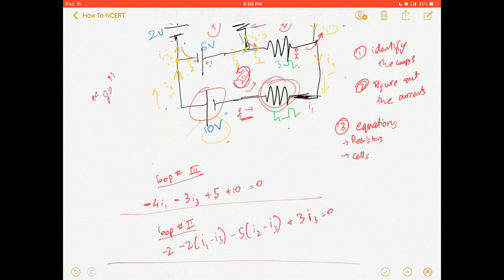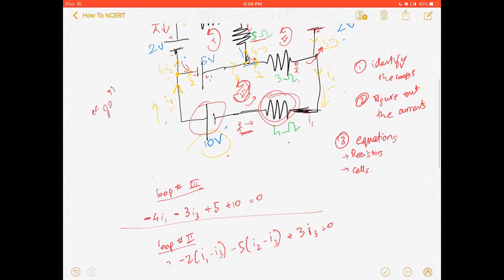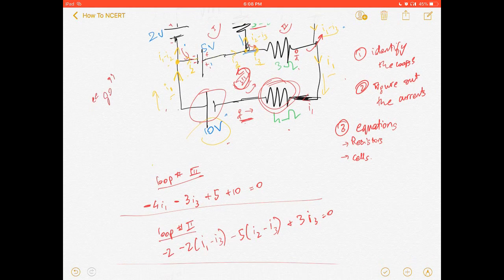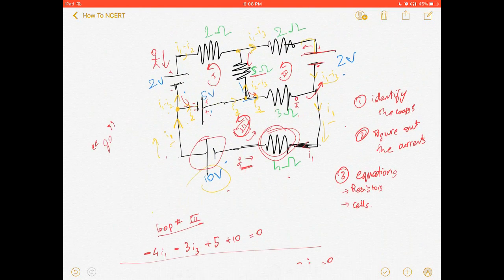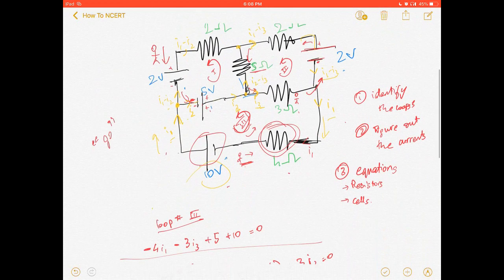And then I come over here. I see another cell of 5 volts, but where do I approach? I approach at the negative end, right? So I'm going to have minus 5. Say in loop number 3, I was coming this way. I approached the positive end, so I took a plus 5 in that case. But in loop number 1, I'm approaching it from the negative end over here. So I'm going to take a negative 5.